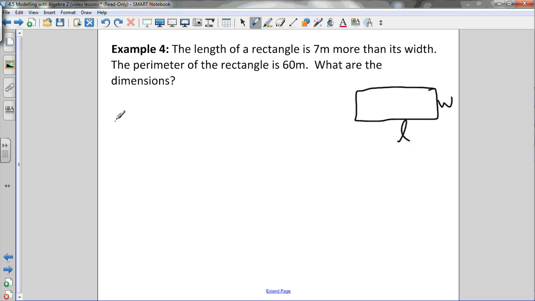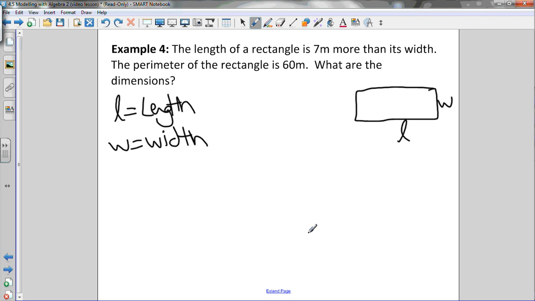So my variables, L represents my length, W represents the width of the rectangle. And let's look at what the question tells me. Okay, so it says the length of the rectangle is 7 meters more than its width. The perimeter of the rectangle is 60 meters. So I know I'm working with the perimeter here. It tells me perimeter is 60.